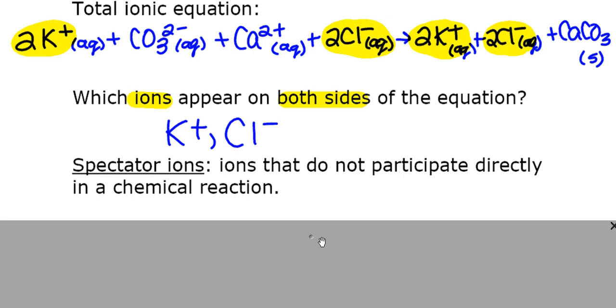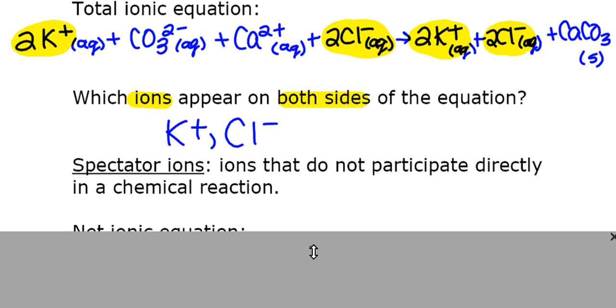When we think about chemical equations, we're making something new. What's our new substance here? It's our solid, liquid, or gas. So in this case, it's calcium carbonate. Potassium and chloride have nothing to do with making calcium carbonate. So we call those ions spectator ions. They're sitting in the solution, they're floating around, they're present, but they're not actually making the new product.